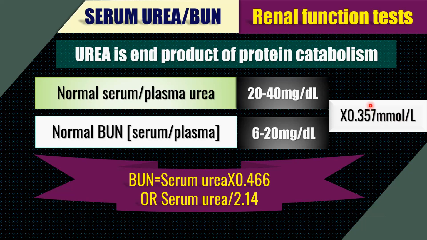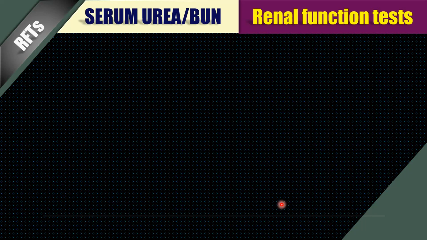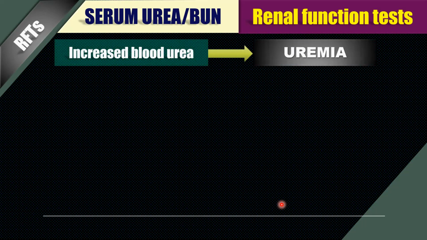We can calculate by multiplying this factor to millimoles per liter. If you multiply 0.466 to blood urea, we will get blood urea nitrogen. This factor is derived because the molecular weight of urea is 60 and the molecular weight of nitrogen is about 14. So there are two nitrogens, so 28 divided by 60 gives this factor. When there is increased serum urea, we call it uremia.